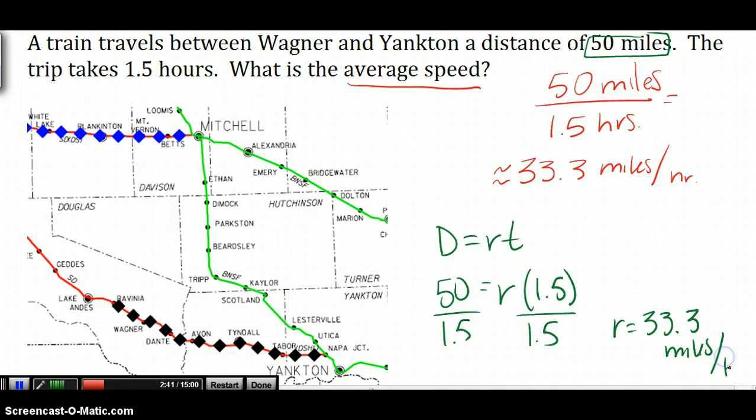33.3 miles per hour. So 2 different ways you can solve that. So that's one strategy. Use a formula if you know it.